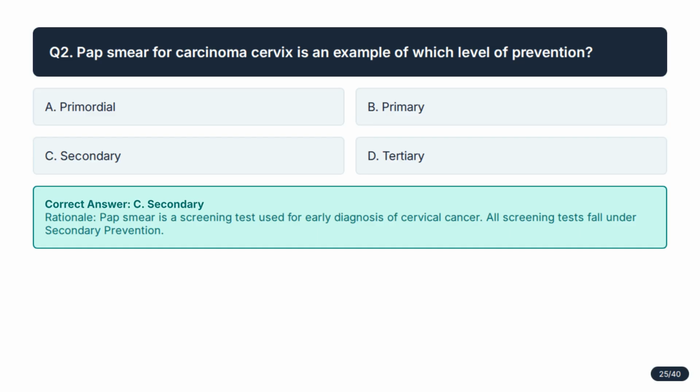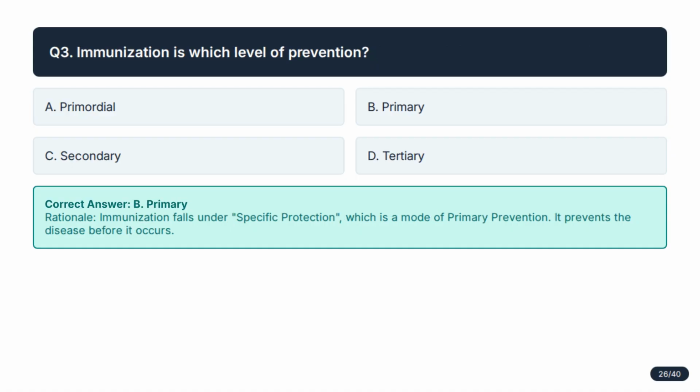Regarding the question about the level of prevention for a Pap smear, the correct answer is secondary, as it is an early diagnosis screening test. The question asks about the level of prevention for wearing a helmet while riding a bike. The correct answer is primary, specifically specific protection.